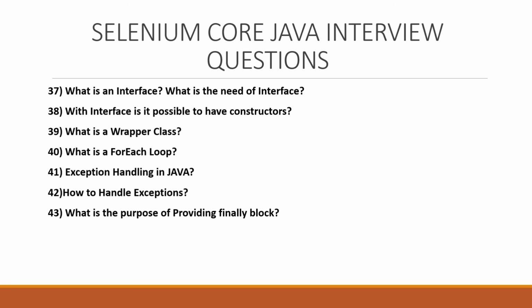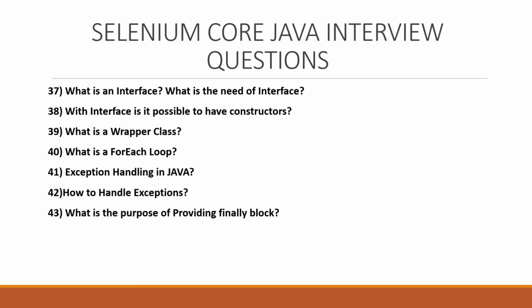This concept is called wrapper classes. Wrapper classes are used to convert any primitive data type into an object, and for this conversion we use autoboxing and unboxing. Here autoboxing means converting a primitive data type to an object, and unboxing means converting an object into a primitive data type. Okay, that is about wrapper class.